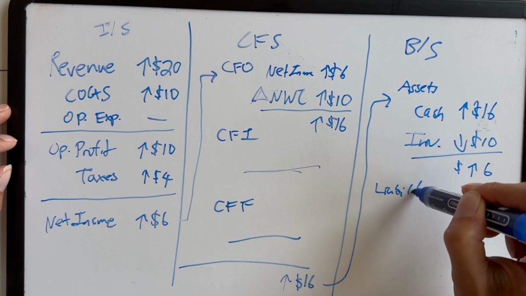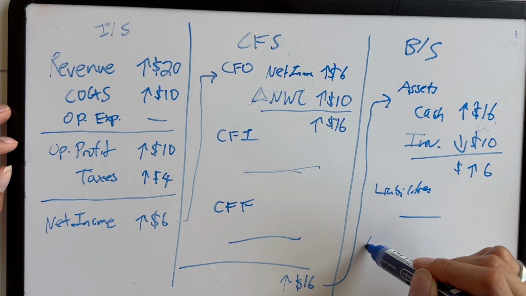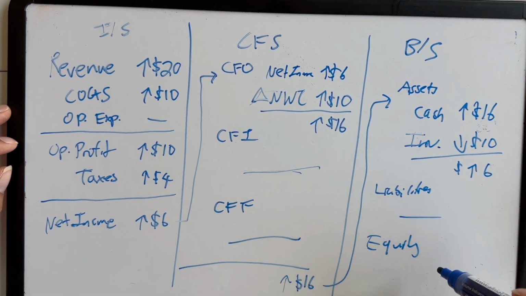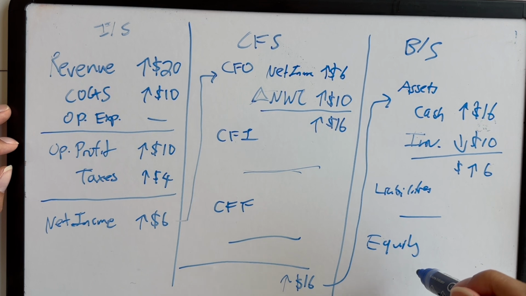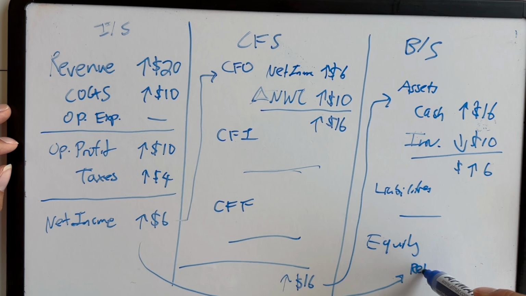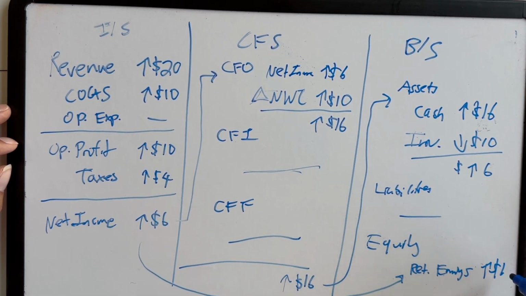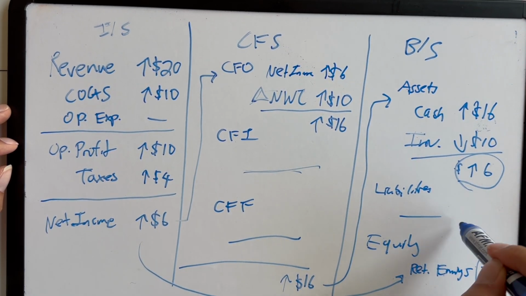Now on the liability side, no changes. And on the equity side, remember our net income flows over to retained earnings, which is a part of equity. So if we take that over here, retained earnings go up by $6. And our balance sheet balances. $6 matches the $6, no change in liabilities there. So that's how you would flow through the three financial statements if a company made $20 in terms of revenue for the sale of a product, but it only cost them $10 to make.